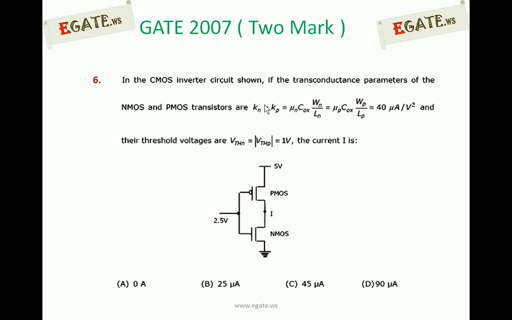Here the circuit is given as a CMOS inverter and the input voltage is at 2.5 volts. The correct answer for this one is D, 90 microamperes.